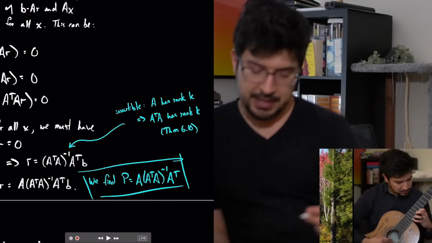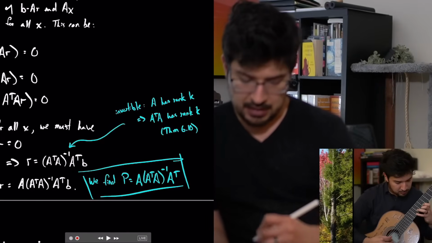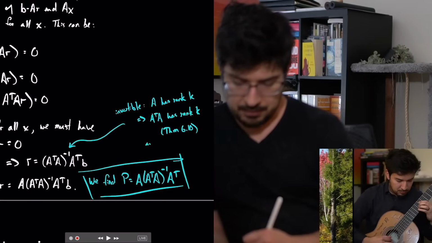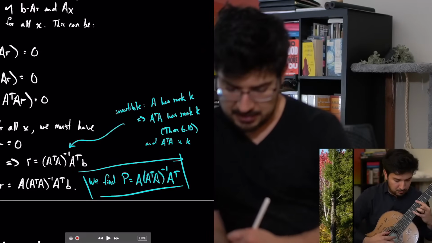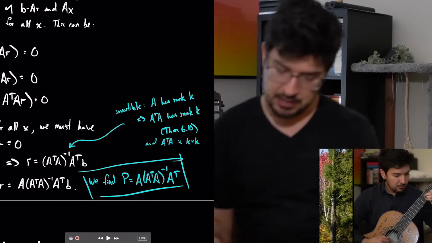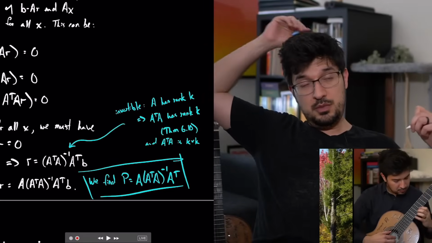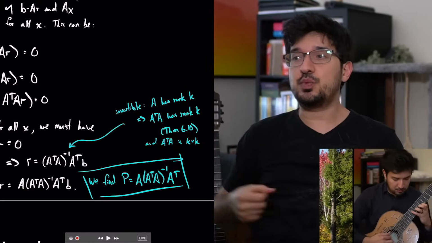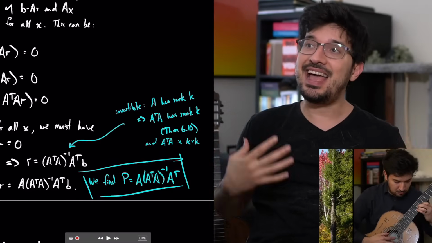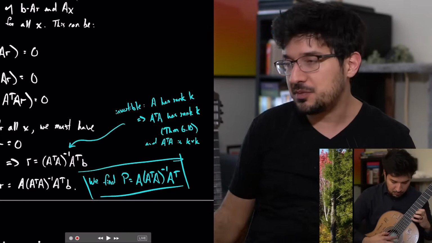Since it has rank K, A transpose A is a K by K matrix. So if you have a K dimensional square matrix and its rank is K, then the matrix is invertible.